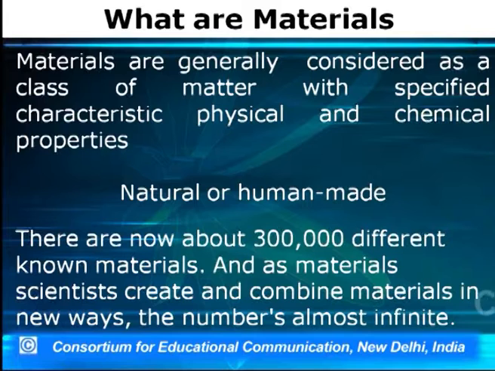Having said this, it is important to note that materials can be natural or man-made. Until today, it is no wonder to say there are about 3 million different types of materials available. And as material scientists, scientists create a number of such materials with different physical properties by looking for new ways of combining materials, and in that situation the number becomes almost infinite.